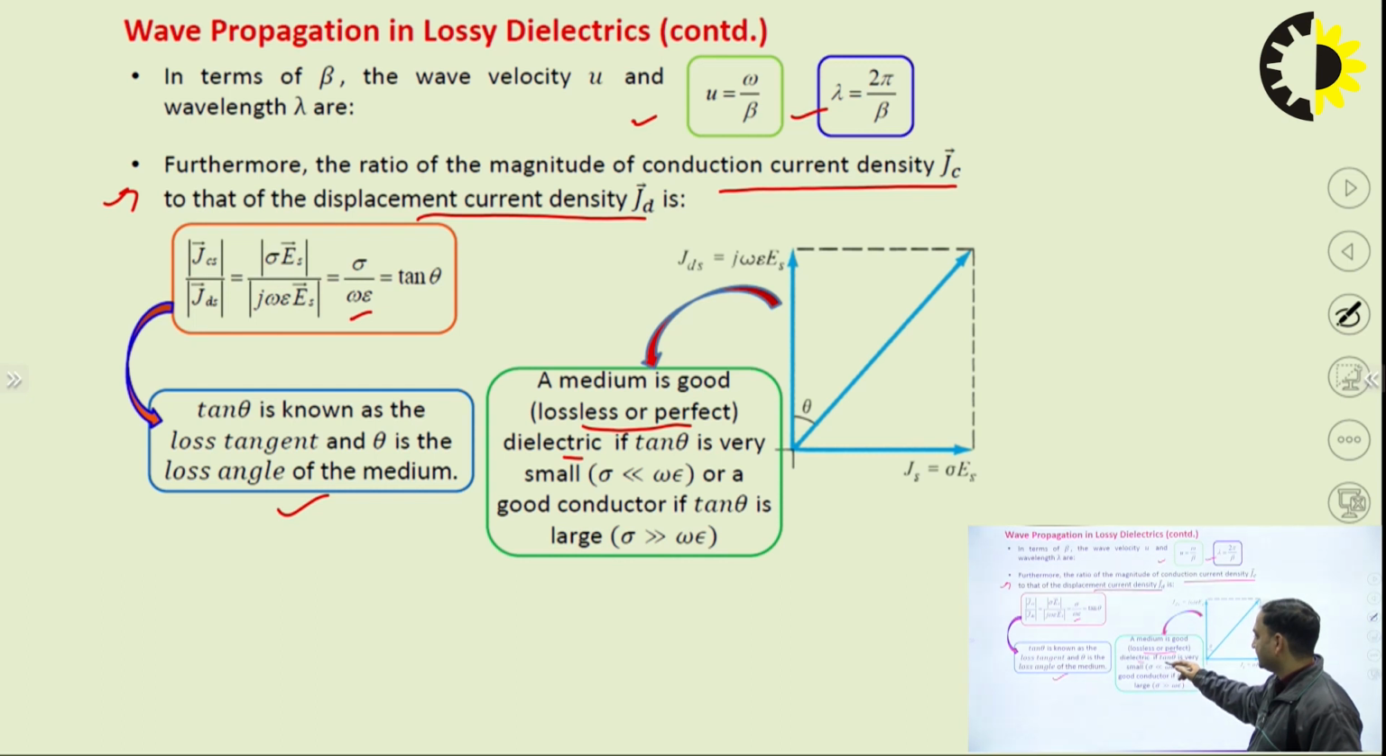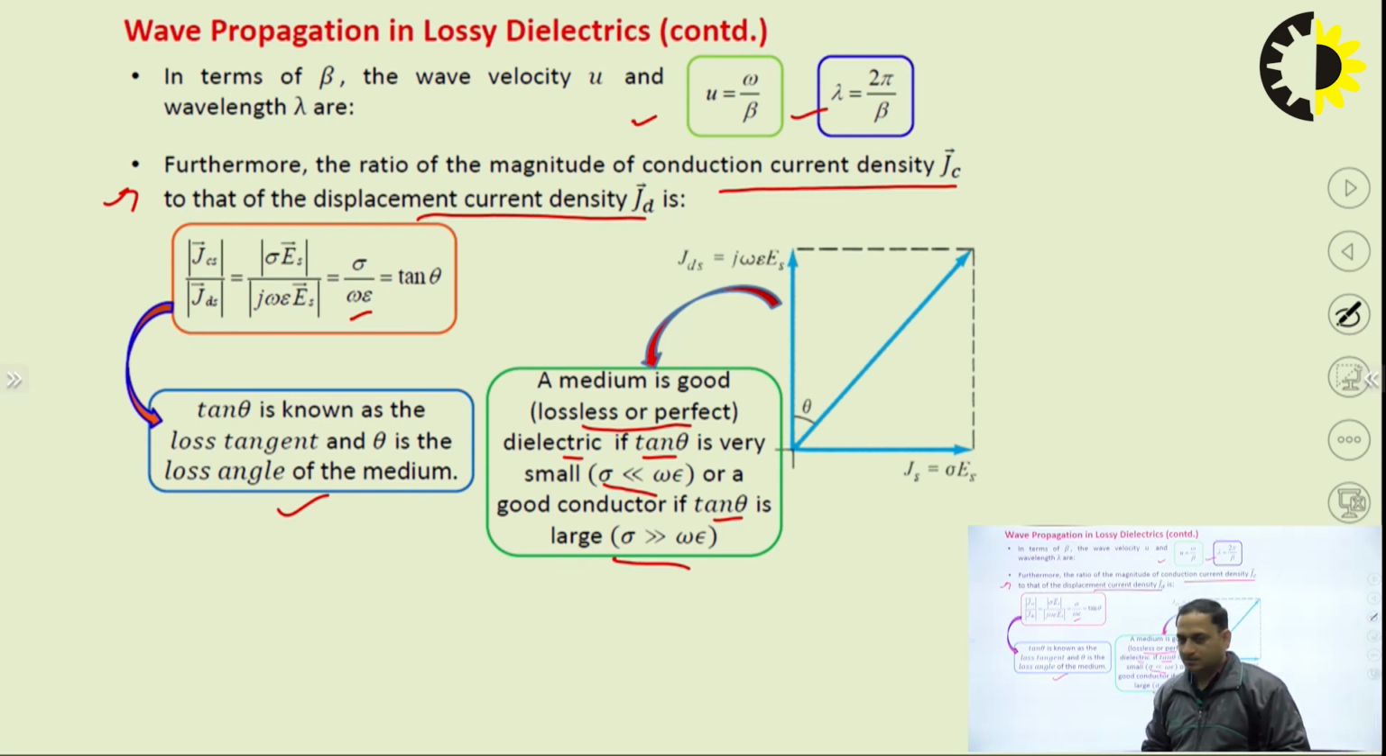What is the condition for that? If tan theta is very small, it means sigma is very much less than omega epsilon. Or a good conductor if tan theta is large, or sigma is very much greater than omega epsilon. These cases are very important to understand the dielectric or perfect dielectric and the good or perfect conductors. To define all these things, we had this equation that sigma upon omega epsilon is equal to tan theta.